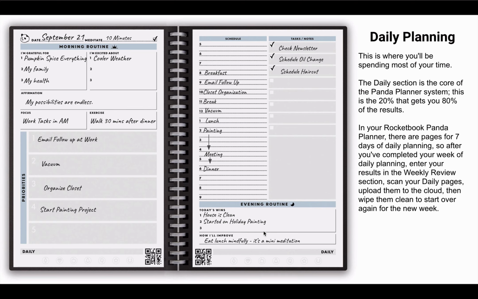And that is it, ladies and gentlemen. That is how you're going to maximize your productivity and your happiness using your Rocketbook Panda Planner.